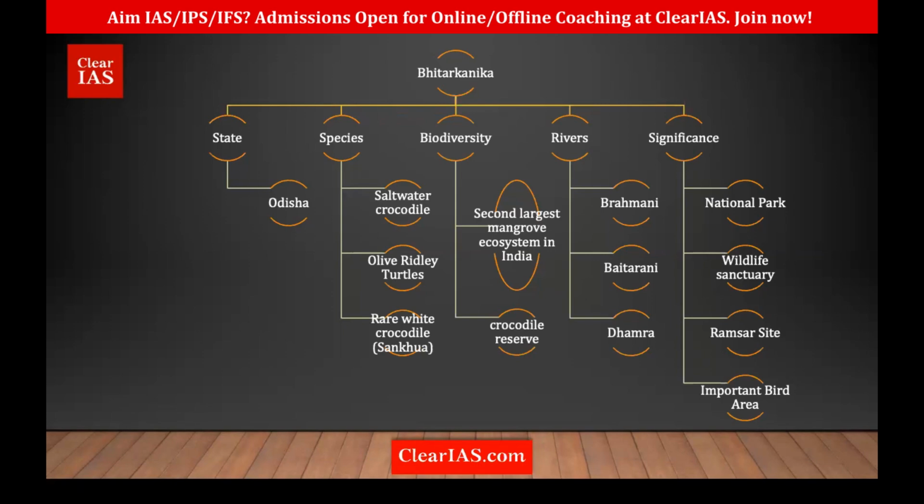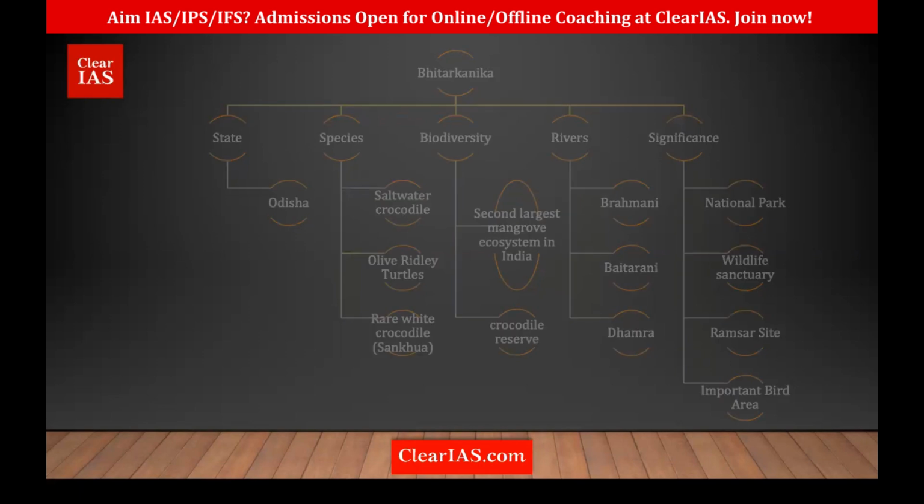So remember, Bhitarkanika is in Odisha. What do you see there? Saltwater crocodile, olive ridley turtles, and the rare white crocodile. Apart from that, it is the second largest mangrove ecosystem in India, as well as a crocodile reserve. Then the rivers there are Brahmani, Baitarani, and Dhamra, and it's significant that it's a national park, a wildlife sanctuary, a Ramsar site, as well as an important bird area. Clear? That is Bhitarkanika.